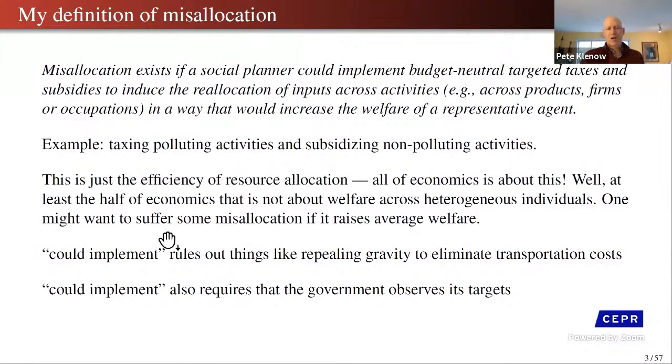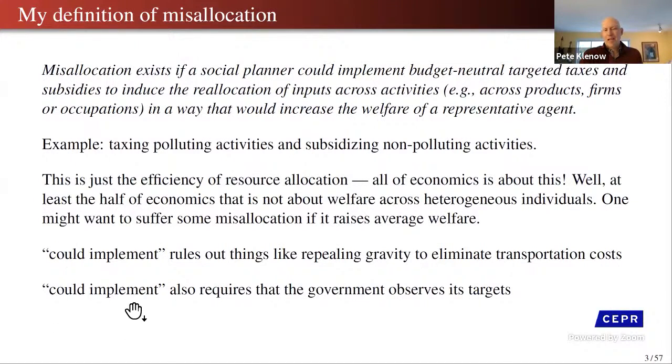But this definition is also helpful for clarifying things like this: I wouldn't call the fact that there are trade costs, shipping costs or transportation costs, things that are technological, that mean the rate of return to a resource might be higher in one location than the other, misallocation. A social planner couldn't possibly improve on that. They can't repeal gravity, so they can't make that any better. So I wouldn't call that misallocation.